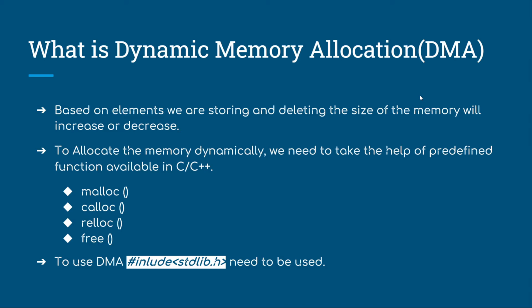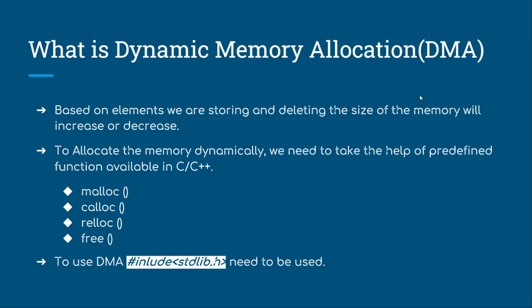Fine. So what is dynamic memory allocation? Based on the elements we are storing and deleting, the size of memory will increase or decrease. That means at runtime, let's say we want to create an array that will store 10 values, but at runtime you need 20 values. You can simply go to the code, change the size to 20, and then run the code. But it will be an overhead for the programmer, and it won't be an efficient way, because every time a user comes and new things need to be added, the programmer has to rewrite the code, and this is not an optimum solution.